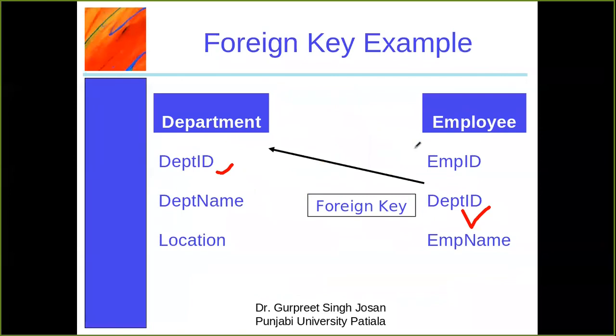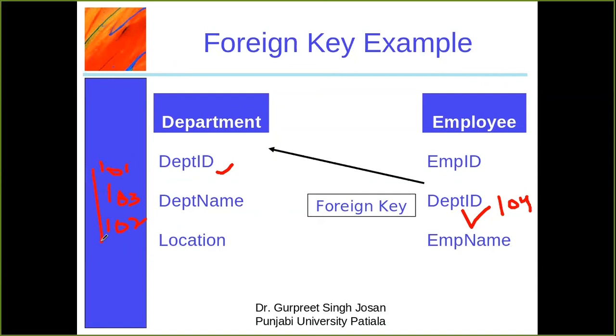For example, in this case, in this table I have entries of department 101, 102, 103 and so on. But in this table, I enter the value 104. Now value 104 does not exist in this particular table. So this violates the referential integrity constraint.